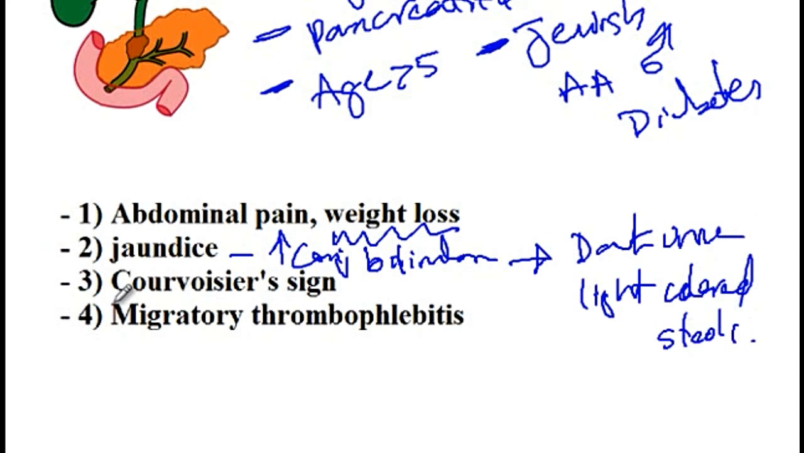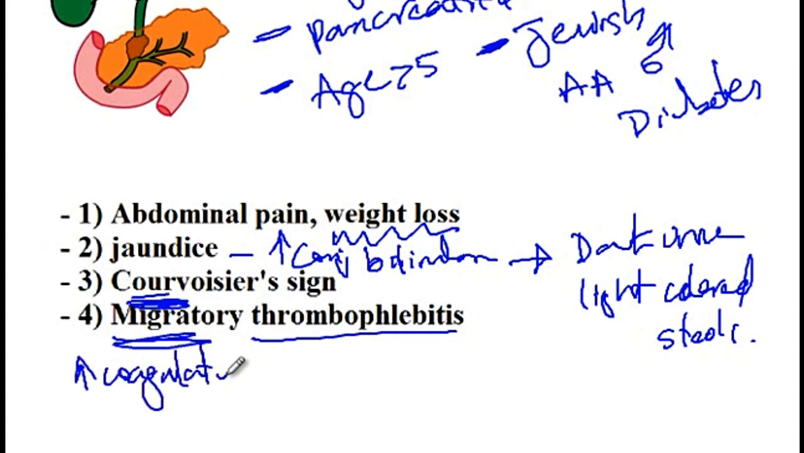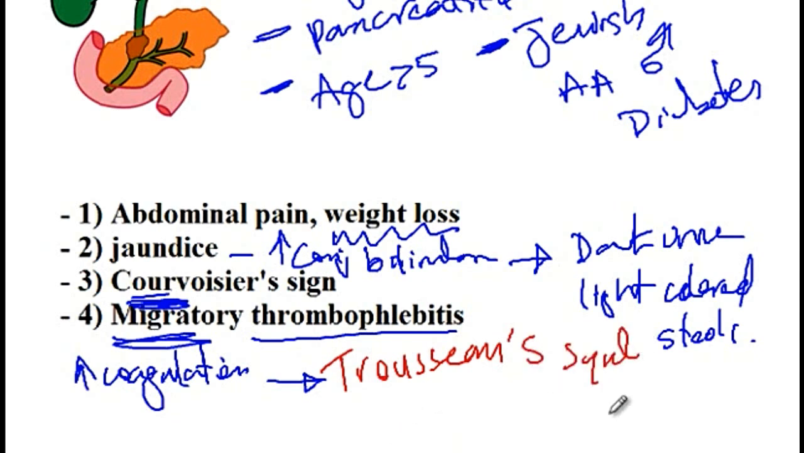Other features include Courvoisier's sign, where there is a palpable gallbladder without pain, so an enlarged, distended gallbladder without pain. And then the other feature is migratory thrombophlebitis, where there is an increased risk of coagulation. So clots keep on being formed in these patients, they resolve and then form again. And one complication that may arise is Trousseau syndrome, where there is redness and tenderness on palpation of the extremities.